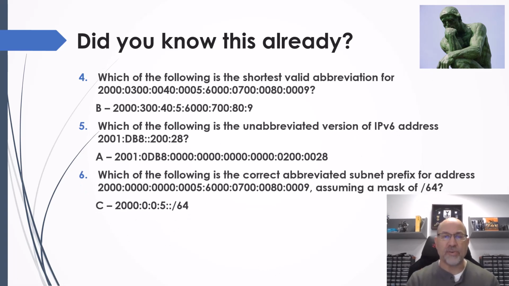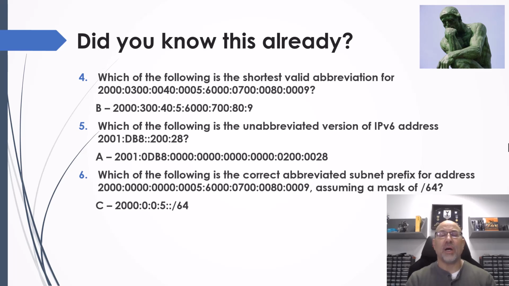Question number 4, which of the following is the shortest valid abbreviation for the following IPv6 address? Well, it's a little weird. We've got stuff in almost every quartet, but we've got a whole bunch of zeros that we can suppress. So that's why we get the answer B here. Here we couldn't use the double colon, right? Even though we got lots of zeros. And we can't do the following zero suppression, only the leading zero suppression.